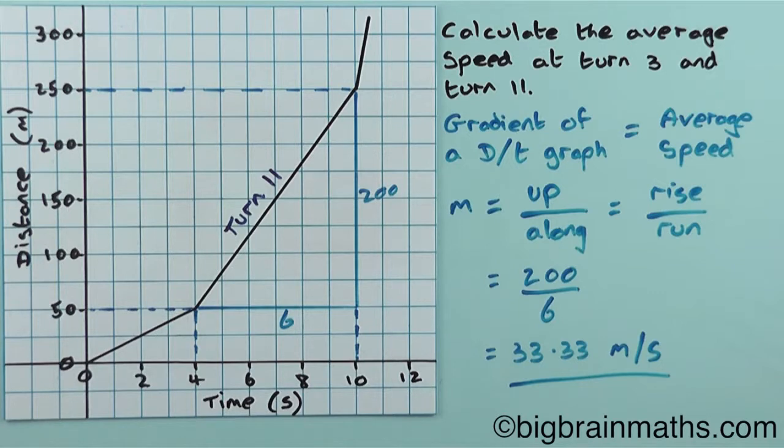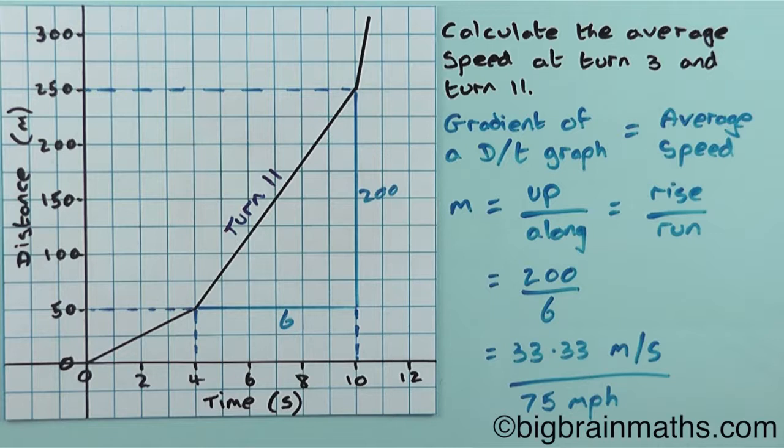Now remember, meters per second isn't a unit that we would normally use in everyday life. And 33.33 meters per second is about 75 miles per hour. So turn 11 was much slower than turn 3.